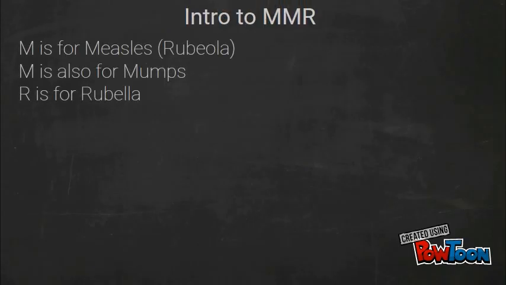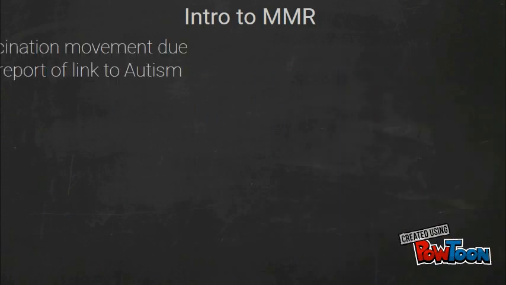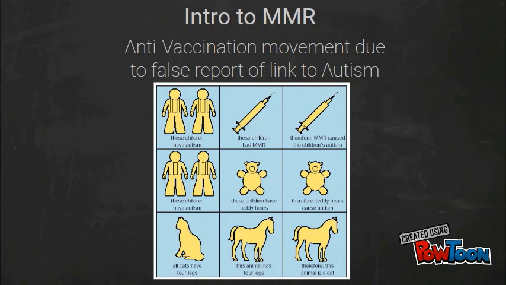MMR stands for measles, mumps, and rubella. These three viruses are grouped together due to their preventative vaccination. Measles has been making a comeback due to the media scare relating the MMR vaccine to autism and the anti-vaccination movement that followed the hype. But really, why should we be concerned? Why do we vaccinate against MMR?